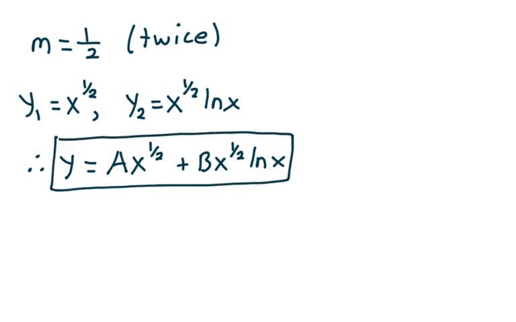And that's example 2. Let's take a look at example 3. Suppose I had x y double prime plus y prime equals 0. So just like in examples 1 and 2, I'm going to set y equal to x to the m.